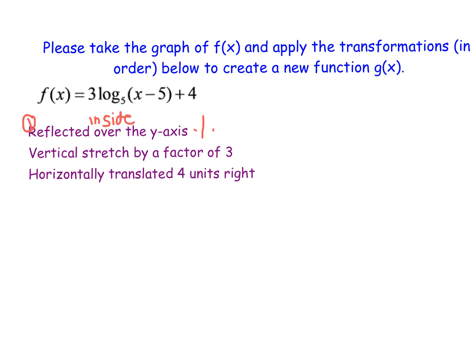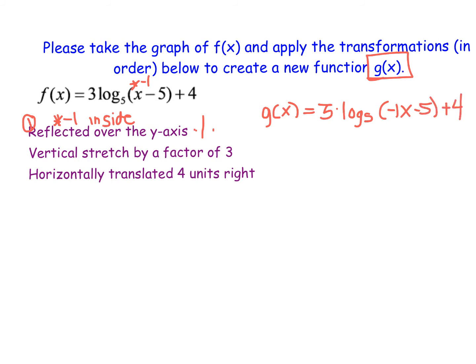And because we have a reflection, it's going to be a multiplication of -1. So essentially what's going to happen is we're going to multiply the inside, which is the x value, by -1. So we're just going to multiply x on the inside by -1. So if we do that, we end up with g of x is the name of our new function. So we have g of x is equal to 3 times log base 5 of -1x minus 5 plus 4.